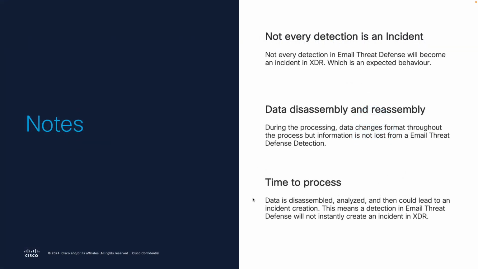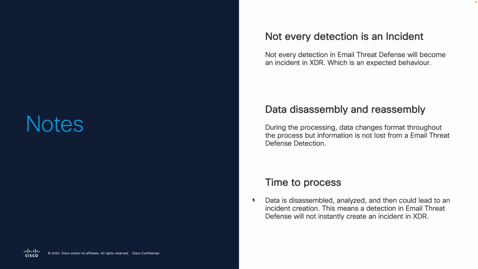Things to note about ETD integration with XDR. First of all, not every detection is going to become an incident. That's to be expected, and it's by design. This is the behavior when there is information pulled from ETD that could contribute into incident creation. ETD shares information with XDR on an hourly basis on emails that were convicted, and they can be convicted based on phishing, on business email compromise, on machine learning detections, or also on spam.